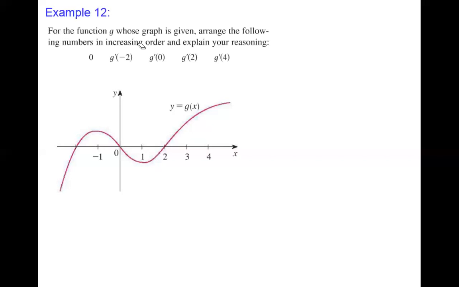Okay, for the function g, that means this is the function g of x, the graph is given. Arrange the following numbers in increasing order and explain your reasoning. That means we can approximate the values of all of this. Okay, that means 0 is just 0, nothing to do. Now, who can tell me what is the value of g prime at -2? What do you think?